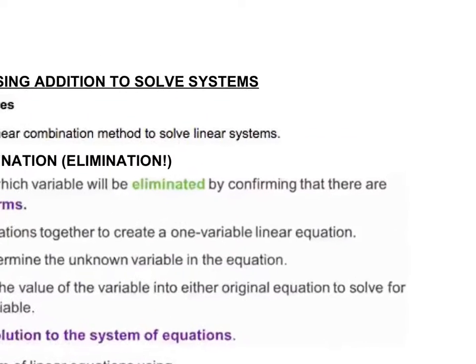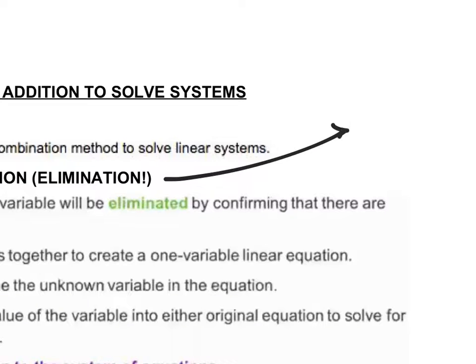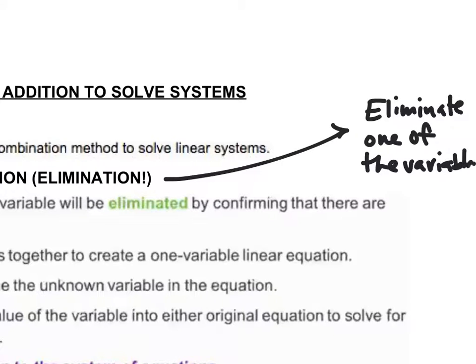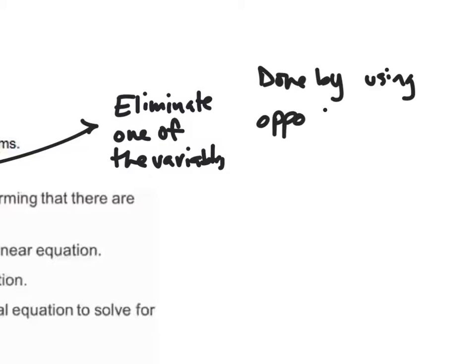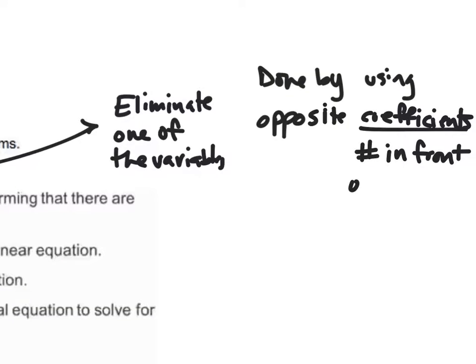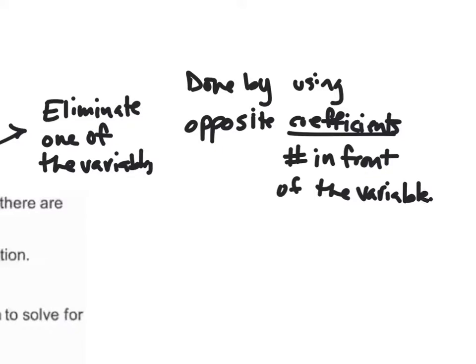And the point of elimination is we want to eliminate one of the variables. And this is done by using what we call opposite coefficients. Now you're probably wondering, what is a coefficient? A coefficient is the number in front of the variable. Okay. And that's what we've got.